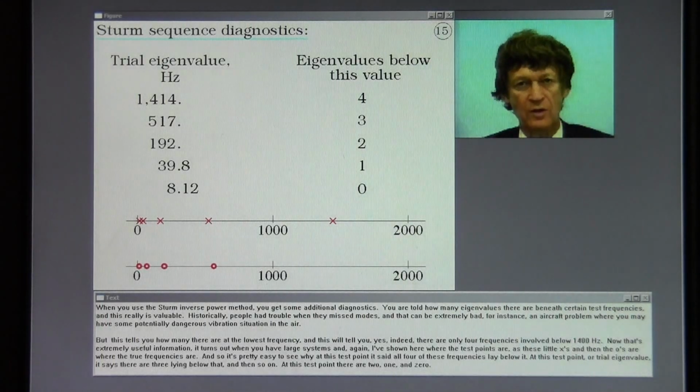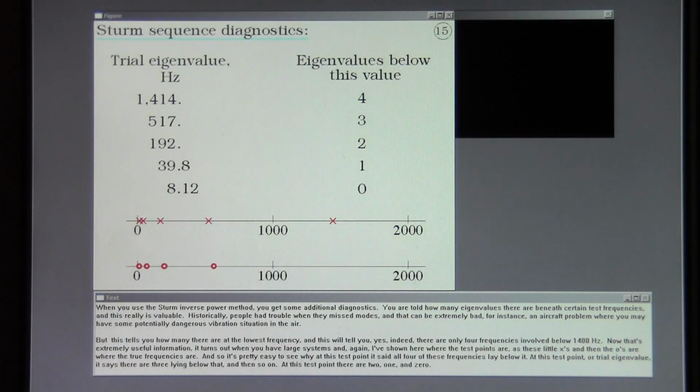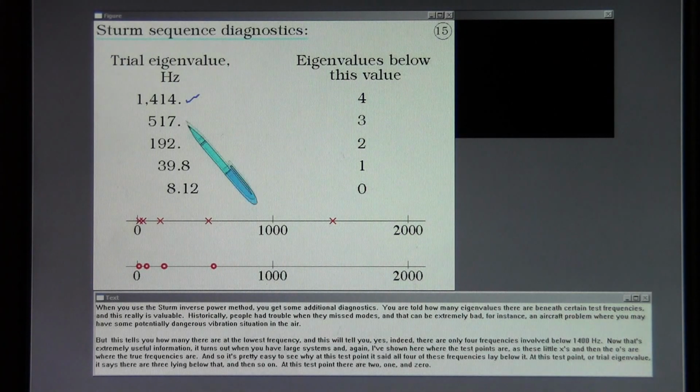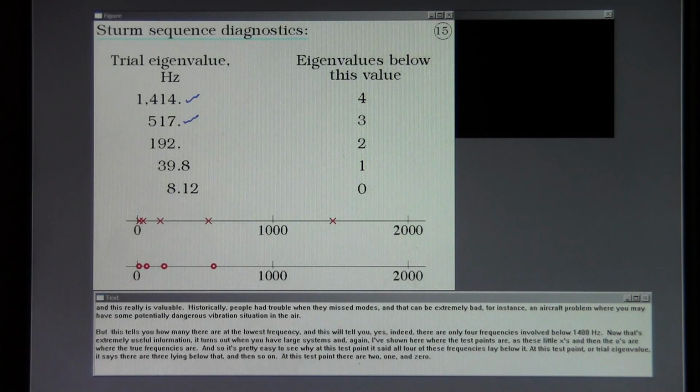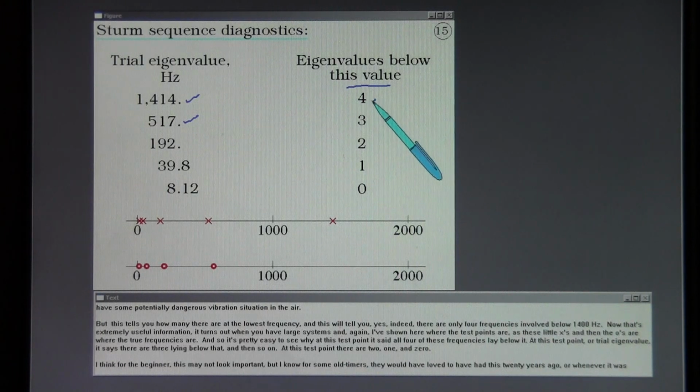When you use the Sturm inverse power method, you get some additional diagnostics, and you are told how many eigenvalues there are beneath certain test frequencies. And this really is valuable. Historically, people had trouble when they missed modes, and that can be extremely bad, for instance, in an aircraft problem where you may have some potentially dangerous vibration situation in air. But this tells you how many there are below each frequency, and this will tell you, yes, indeed, there are only 4 frequencies and modes below 1400 hertz. Now that's extremely useful information, it turns out, when you have large systems.